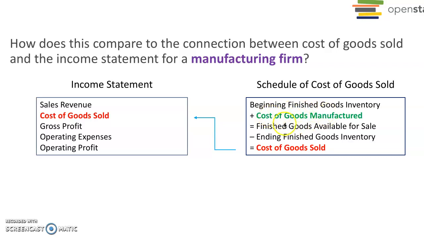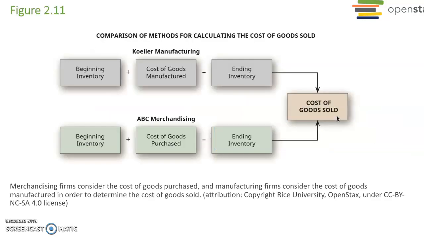Now, this chapter goes over how to calculate cost of goods manufactured for a manufacturing company. So let's go over that. These are the formulas for calculating cost of goods sold for a manufacturing company versus a merchandising company, and I've already gone over that for you.